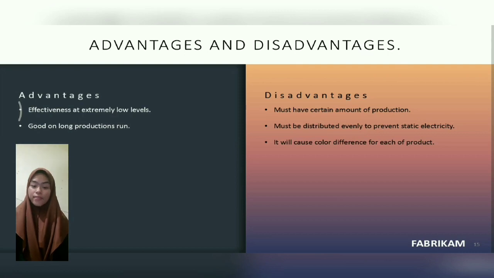So, what are the advantages of the coloring process? The advantage is effectiveness at an extremely low level, and the second one is it is good for long production runs. But the limitations of this process are that it must have a certain amount of production, it must be distributed evenly to prevent static electricity, and the last one is it will cause color differences for each of the products. That's all from me. Thank you.